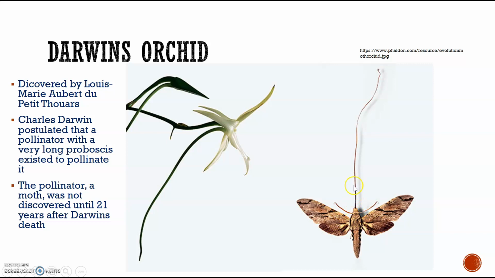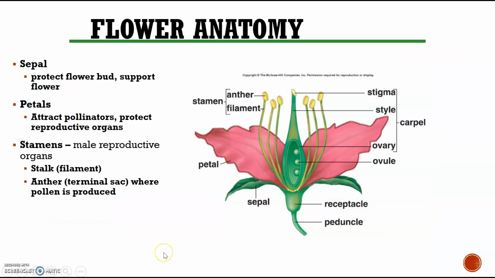But then they found it, and here's this moth, and you can see this ridiculously long proboscis that it has, these mouth parts many times the length of its body that it can use to get down in here to get that nectar. And when it does so, its head bumps up against the flower here and transfers pollen. So let's talk about the basic anatomy of one of those flowers.